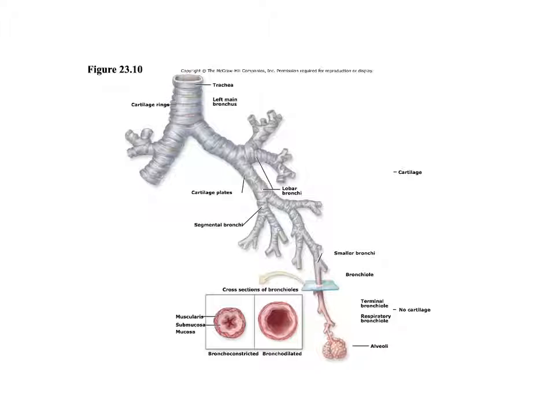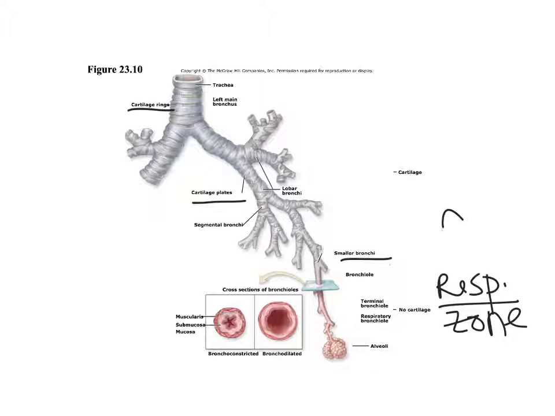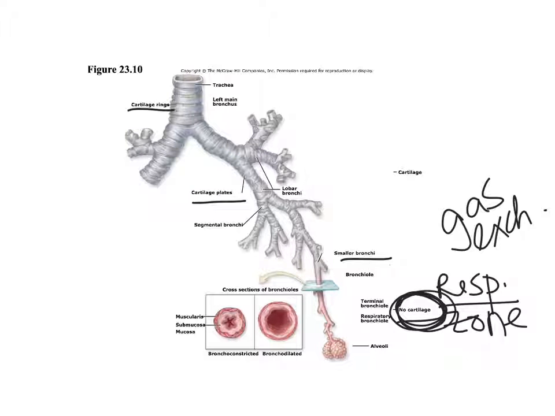Here's another image showing the cartilage rings and then the plates. Now when we get down to the really small ones, where we're starting to enter the respiratory zone, which is where gas exchange takes place, there's no cartilage. That's what's different. Respiratory bronchioles, alveoli, no cartilage. Down here, these small ones have smooth muscle.